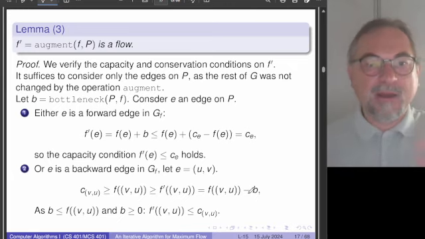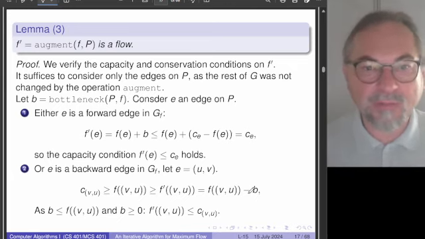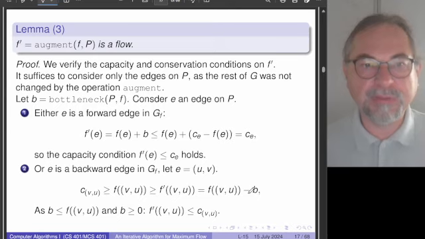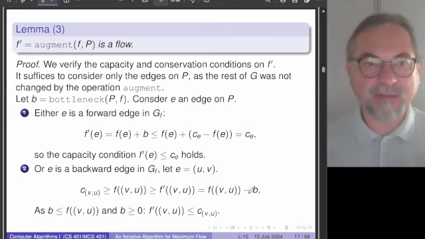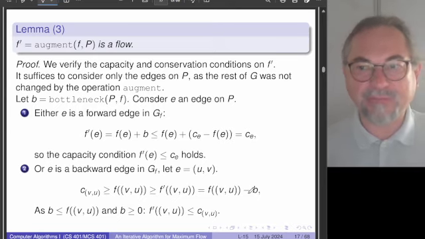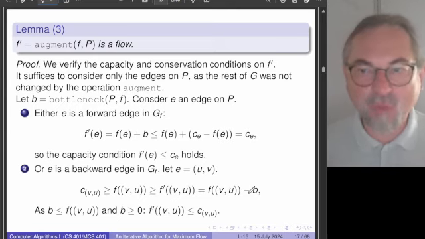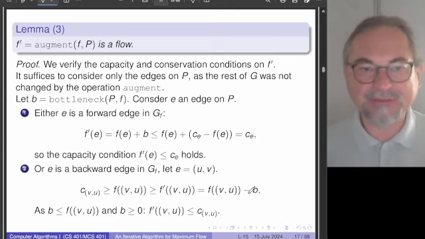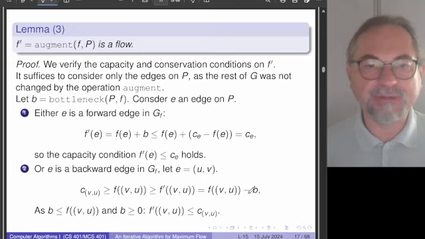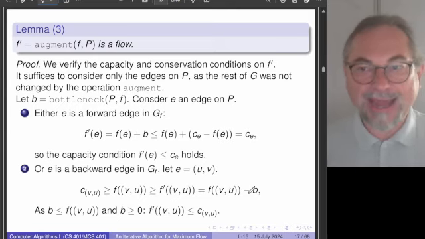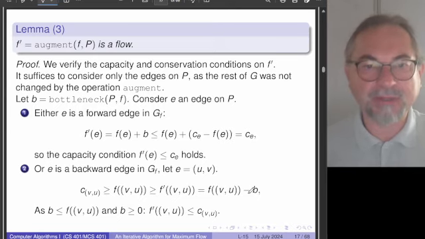Okay, we're only going to change the flow on the augmenting path, capital P. So it's only those edges that we have to consider. So we also have the bottleneck as the smallest residual capacity on the edges, so that will be important as well. So on an edge on this path, we have a forward edge. In a forward edge, we add the value of the bottleneck.